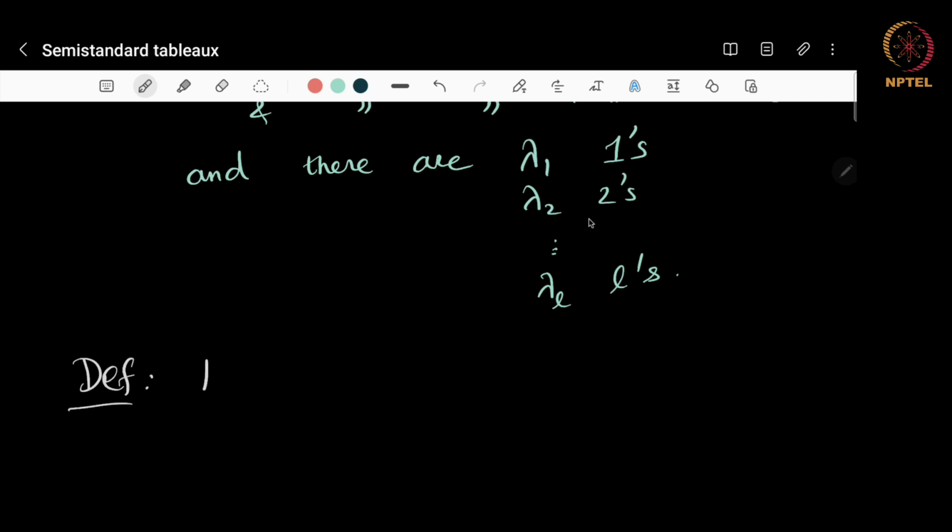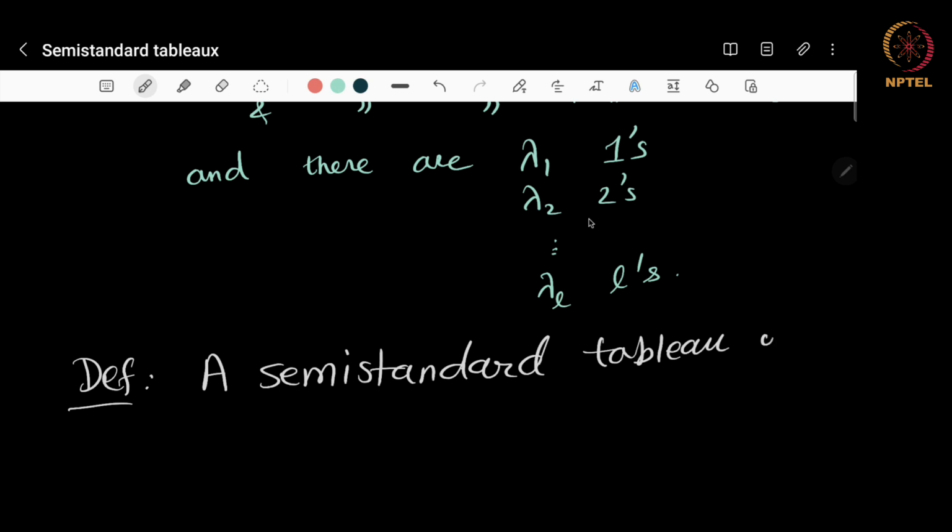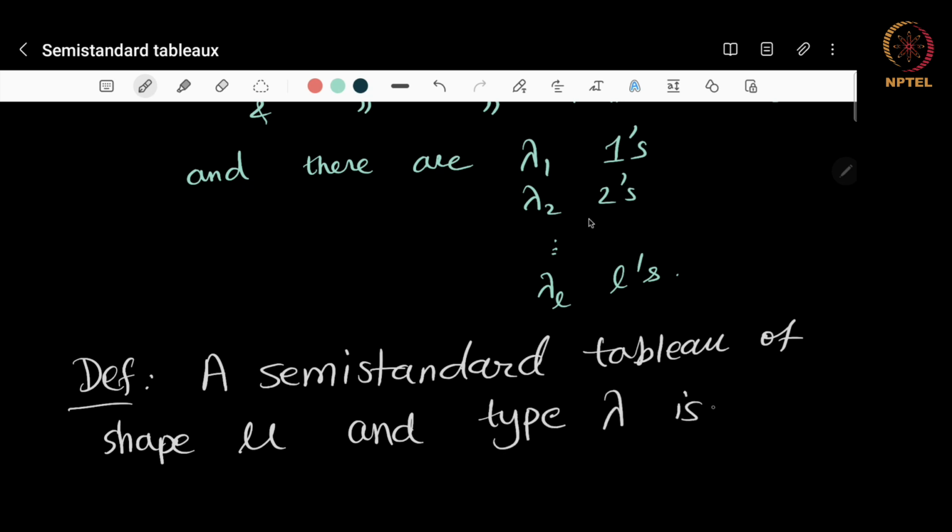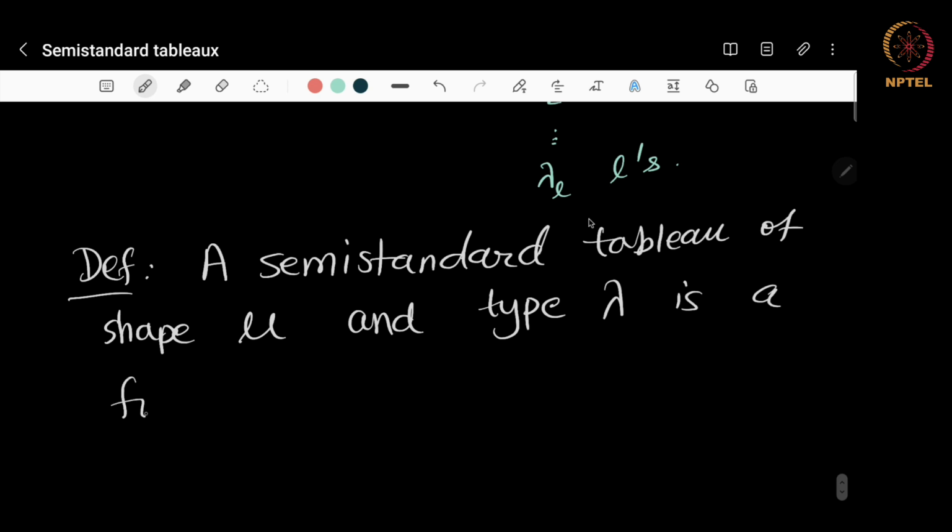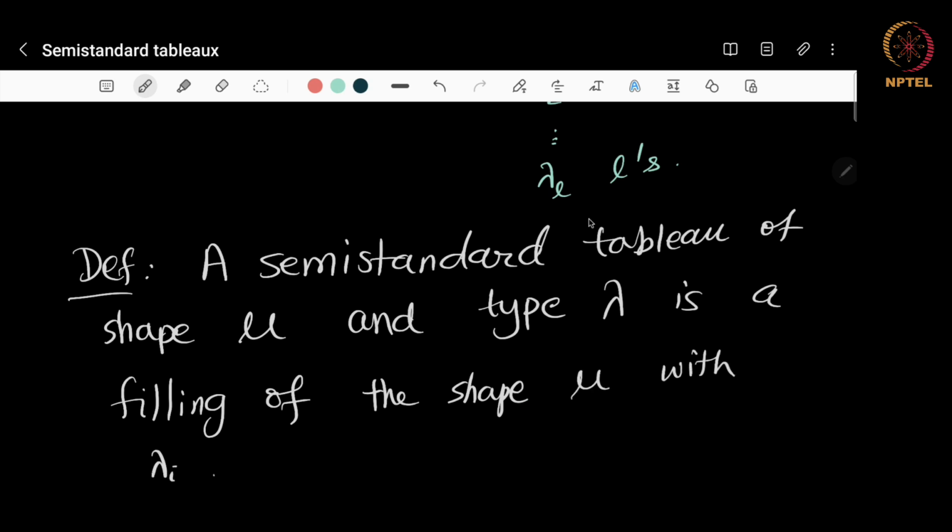A semi-standard tableau of shape mu and type lambda is a filling which satisfies these conditions. It's a filling of the shape mu with lambda i's, satisfying those two properties.